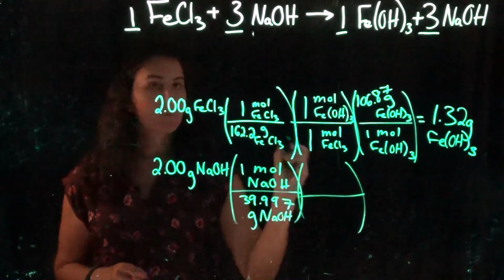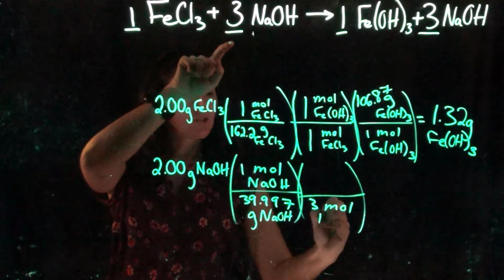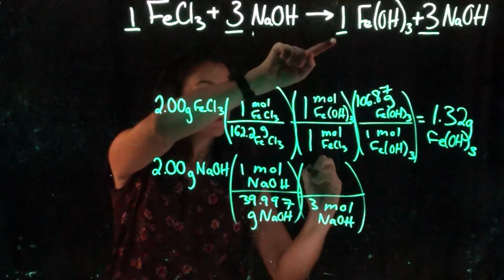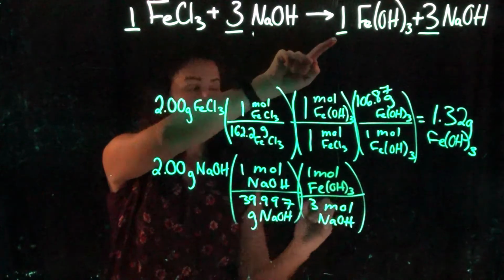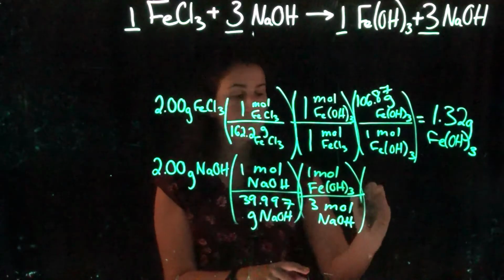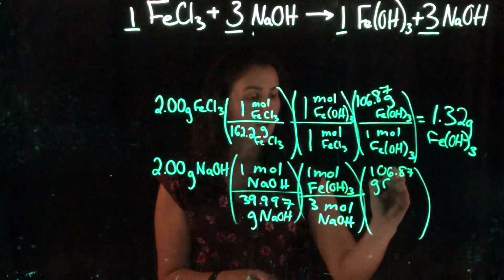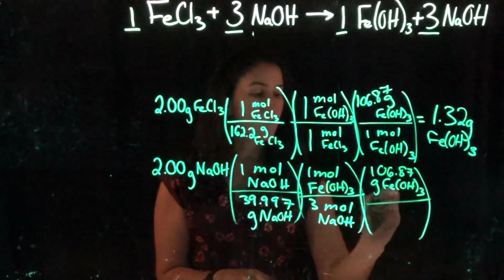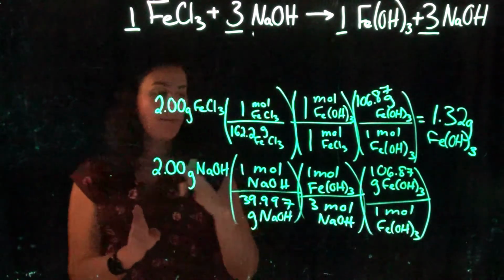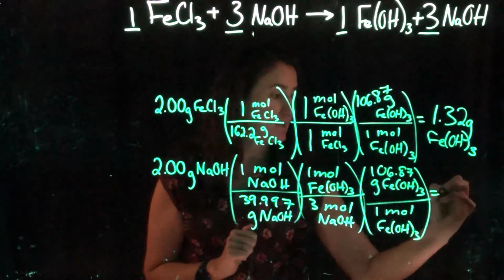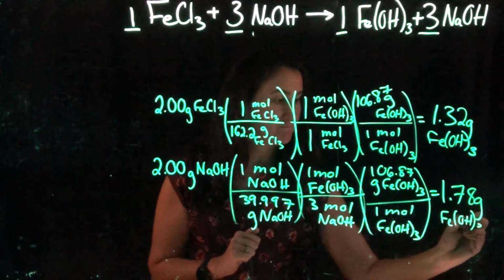And now we need to use the coefficients in our balanced chemical equation to go from moles of sodium hydroxide to moles of iron 3 hydroxide. And then next we convert from moles to grams. So it's the same conversion factor we did up here, 106.87 grams of iron 3 hydroxide per 1 mole of iron 3 hydroxide. And if you do all of that math, multiply it all together, we end up getting 1.78 grams of iron 3 hydroxide.